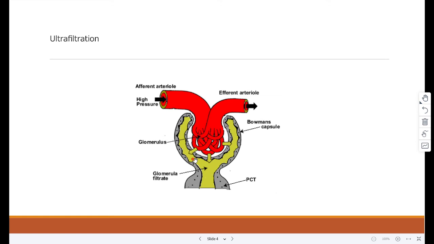The substances forced out of the capillaries are glucose, water, urea and salt. Some of these are useful and will be reabsorbed back into the blood further down the nephron.